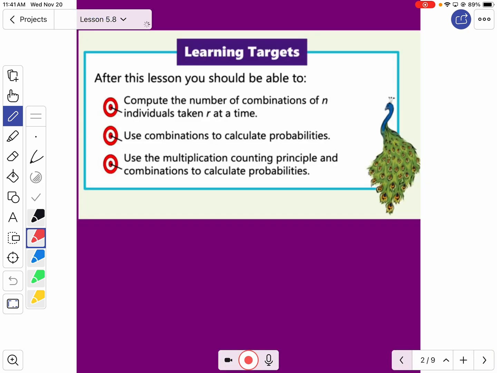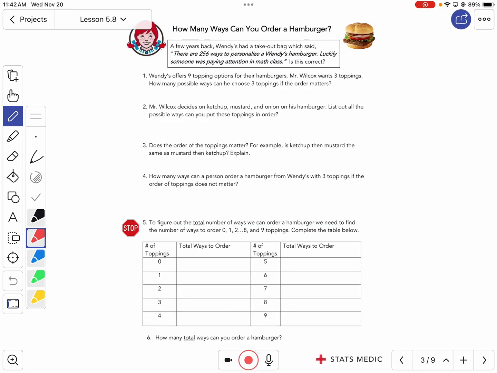So we're going to talk about combinations today. Yesterday we talked about permutations. Today we're going to talk about combinations, and then how we calculate those, the shortcut way, and then using the counting principle and combinations to do probability. So we'll do a little bit more probability today, and then we'll be done with that.